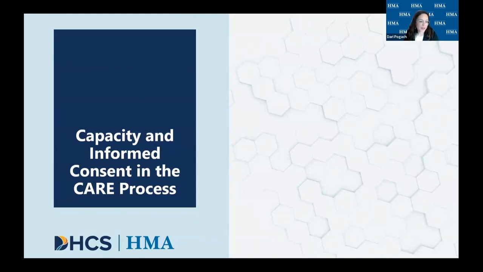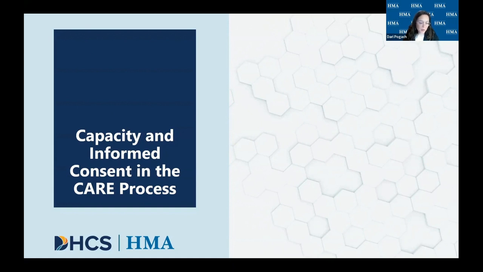So now we're going to talk about capacity and informed consent in the care process. Californians suffering from untreated schizophrenia spectrum and other psychotic disorders face significant health and safety risks. And the goal of CARE is to provide these individuals with the services they need to thrive in community settings. So in this next section, we're going to look at the tools and the strategies that are available through the CARE Act process to balance the need for treatment with the individual's right to self-determination.